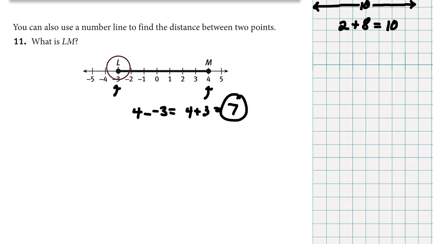Start by pointing your pencil at the first dot and count the number of units. 1, 2, 3, 4, 5, 6, 7. We visually confirm that the answer was 7.